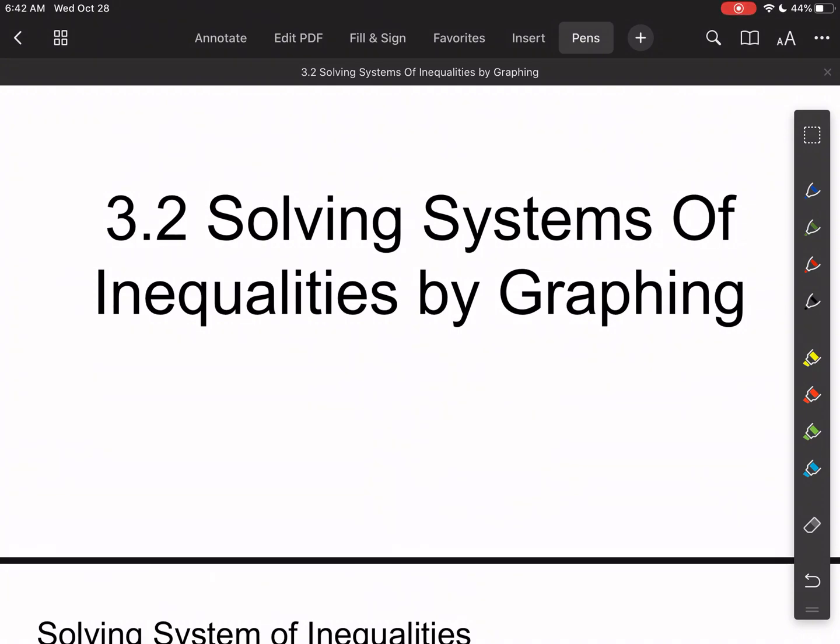Alright guys, today in 3.2 we're looking at solving systems of inequalities by graphing. In lesson 3.1 we were solving systems algebraically, and we weren't necessarily looking at inequalities. We were looking at solving systems of equations. So today is a little bit different. We're just going to throw in the inequalities and graph those. So let's get right into it.